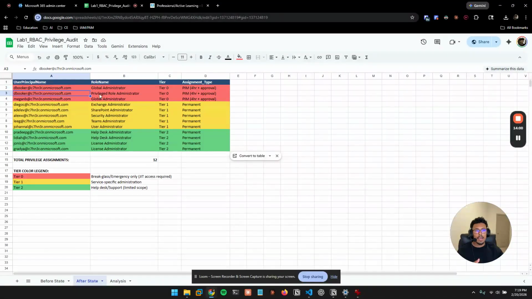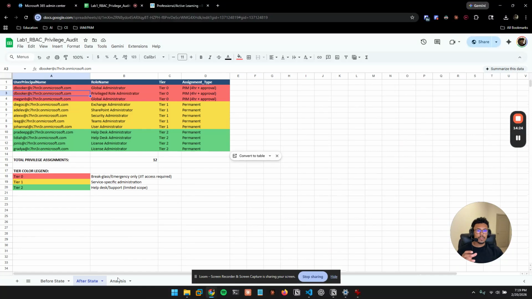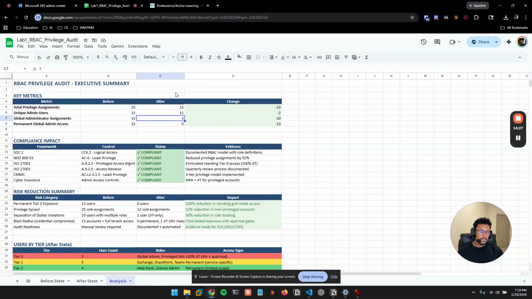Like for example, I have 2 roles, right? I'm the only duplicate in here, I believe. But I have 2 privileged roles, right? But I went from 25 to 12. Unique admin users went from 13 to 11. Global admin assignments went from 13 to 3, and 3 should actually be 2. I'll change that right now because there's only 2 global admins. And then permanent global admin access went from 13 to 0.